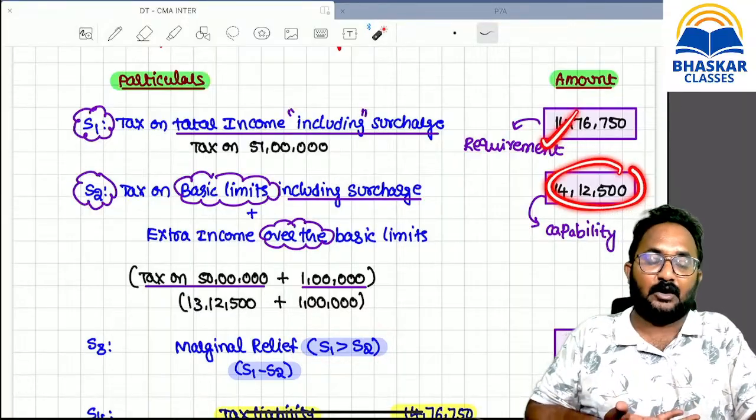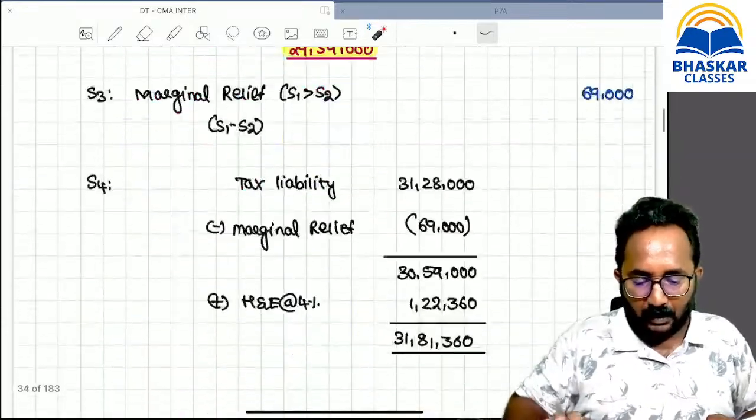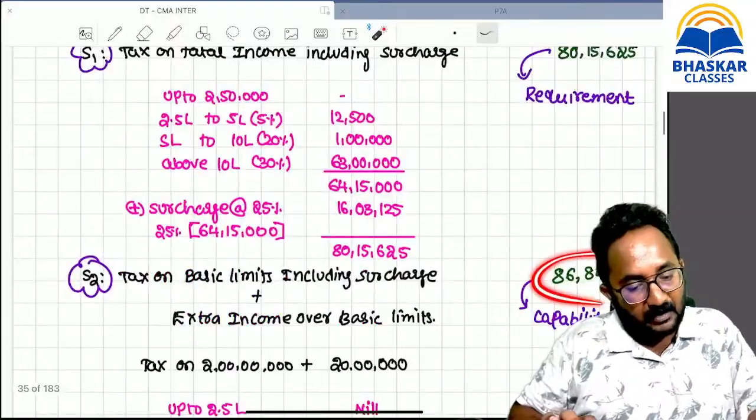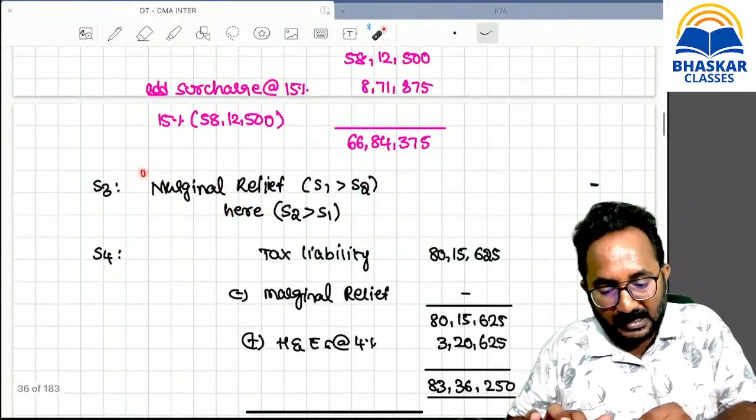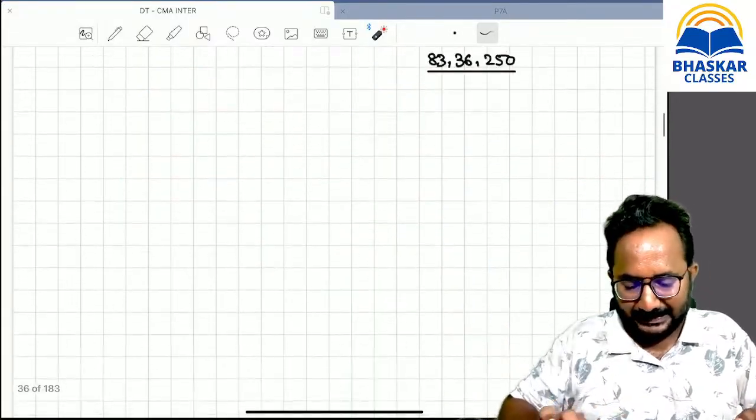They are asking this amount. My capability is this one only. How can I pay? Sir, relief they will give. But here, if you observe, because of this amount you haven't the capability for this amount, and the requirement is this one only, there is no marginal relief. You can solve these things also. You can get an idea.